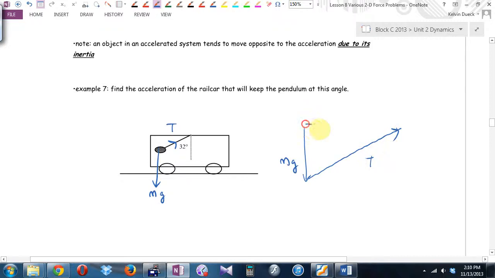Why? Because I know that when I add those two together, there's my net force. By the way, what angle is that right there? Sorry, look up. What angle is that right there? 32 degrees. What angle is that right next to it? 90 minus 32. What angle is this down here? 32 degrees.